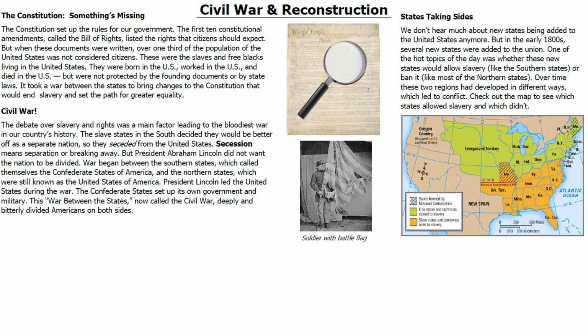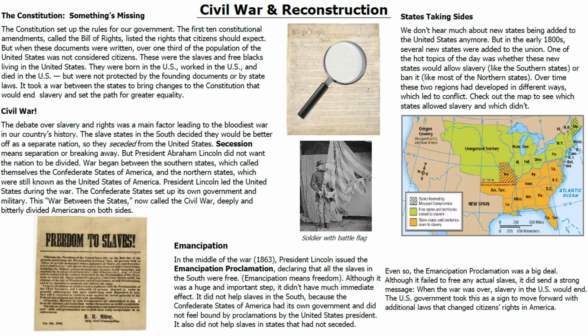President Lincoln led the United States during the war. The Confederate States set up their own government and military. This war between the states, now called the Civil War, deeply and bitterly divided America on both sides.